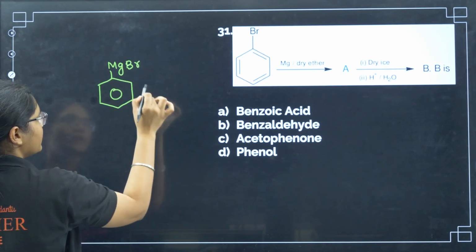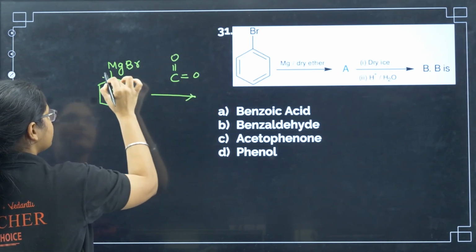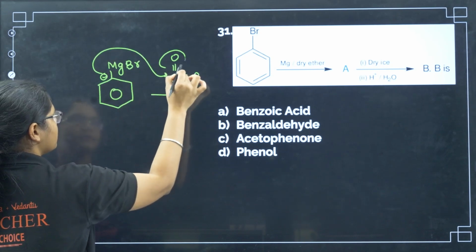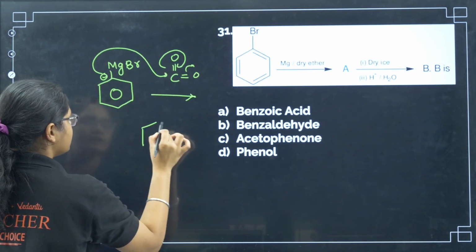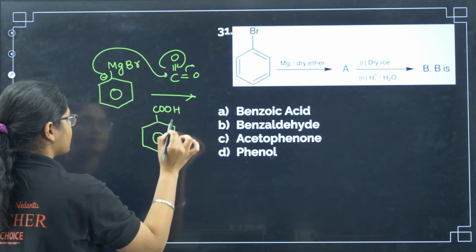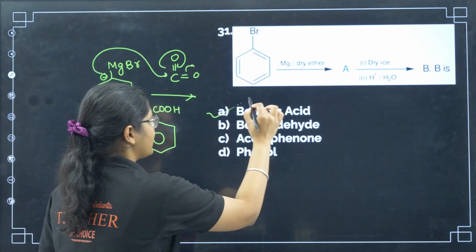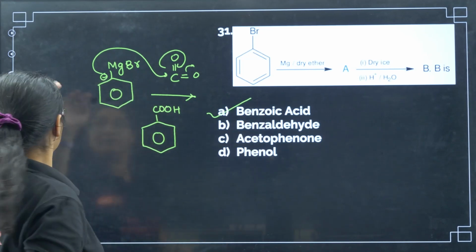MgBr. Okay, and after that if I have CO2, this negative charge will attack this one, and this one will go. So I will get here COOH. So what is B? B is your benzoic acid, that is option number A here.